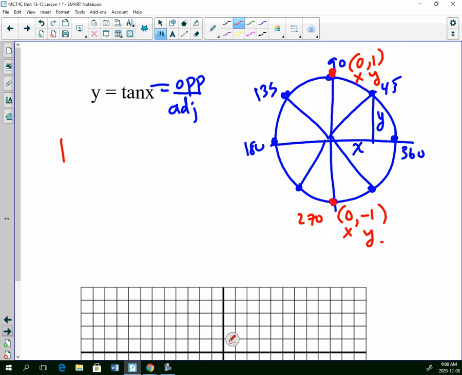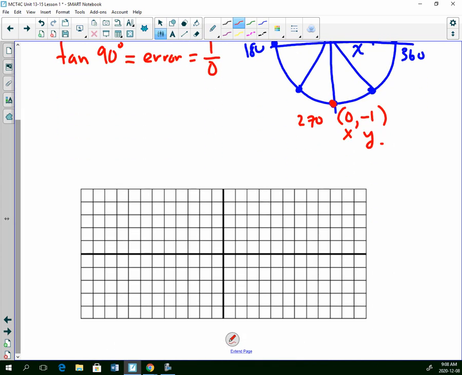So when I do tan of 90 degrees, you will get error on your calculator, and that's because y is 1 and x is 0. And we can't divide 1 by 0. That's an undefined answer. So at the top of the circle at 90 degrees, you're going to get error. So I'm just going to draw these here.